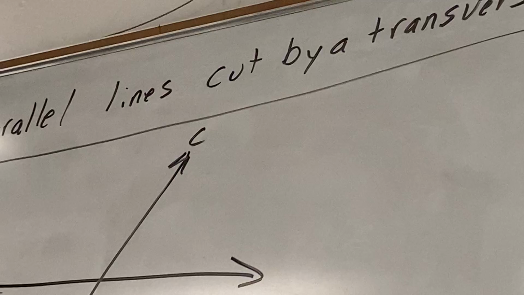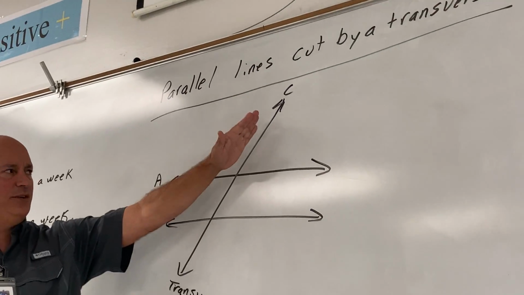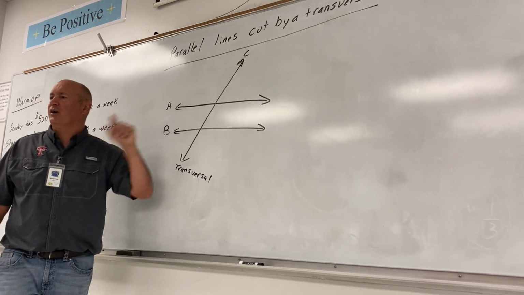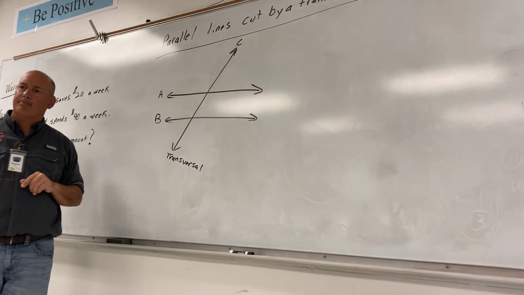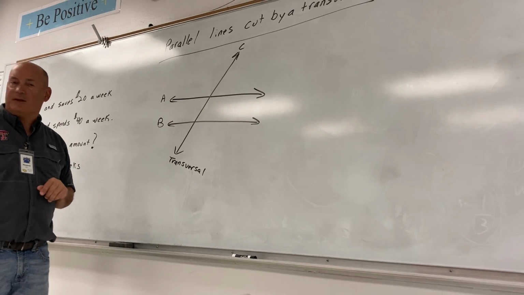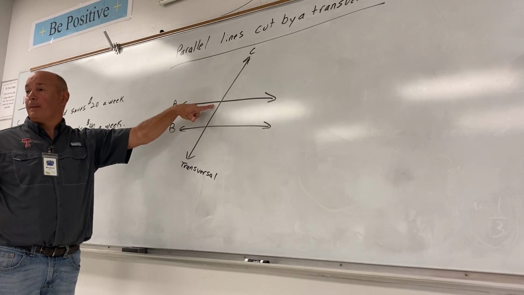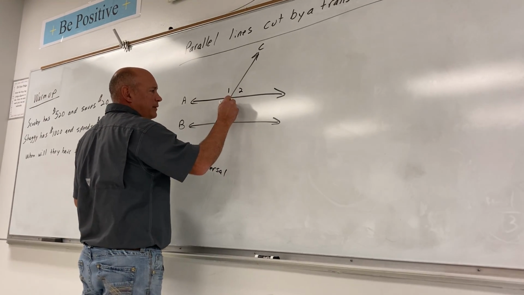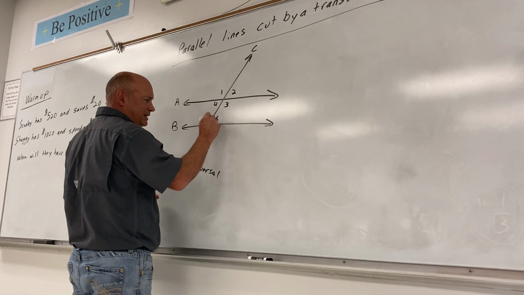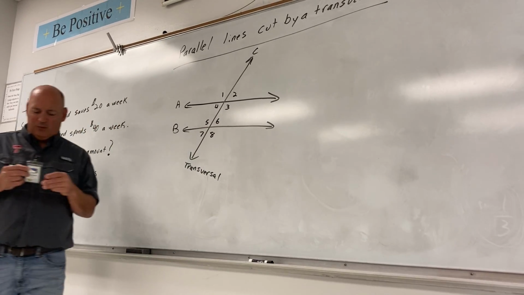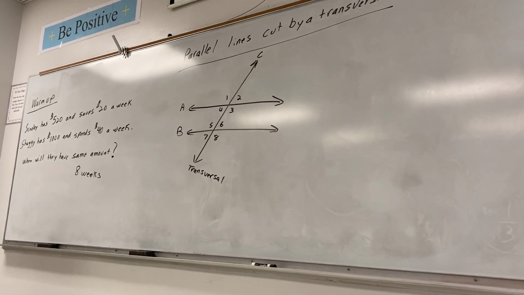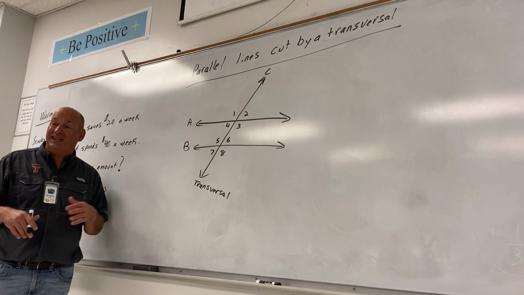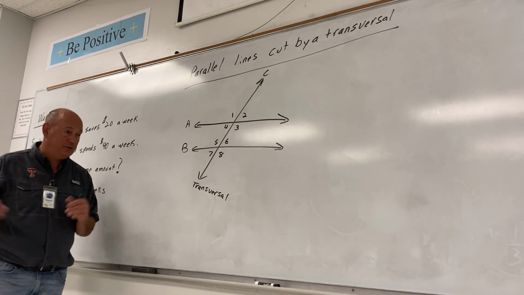When we have two parallel lines that are cut by a transversal, a lot of little angles start to pop up. How many angles are there? There's 4 up here. There's 8. Thank you, Autumn. So I'm going to number them: 1, 2, 3, 4, 5, 6, 7, and 8. When we have parallel lines cut by a transversal, it forms 8 angles. Now, something interesting happens with these 8 angles.